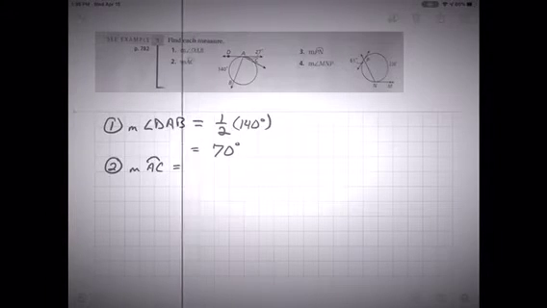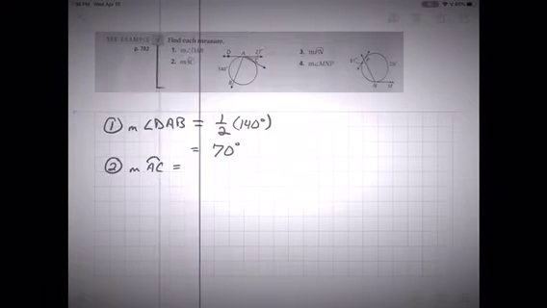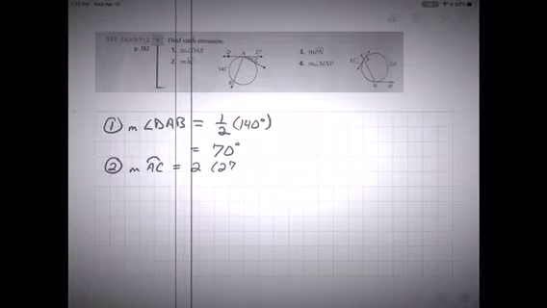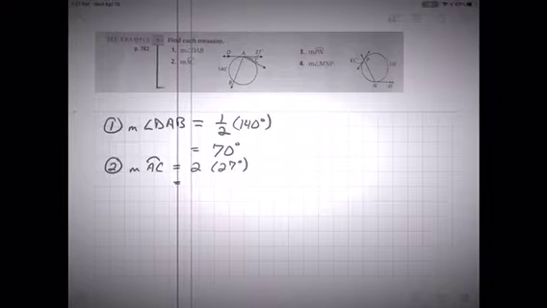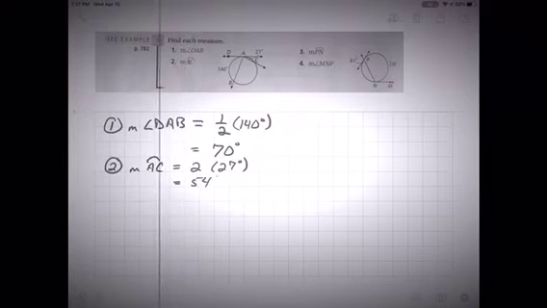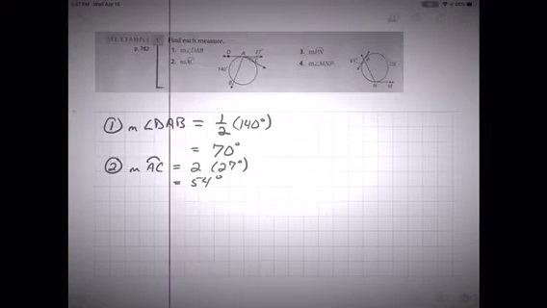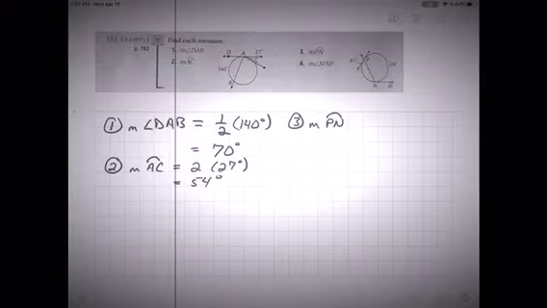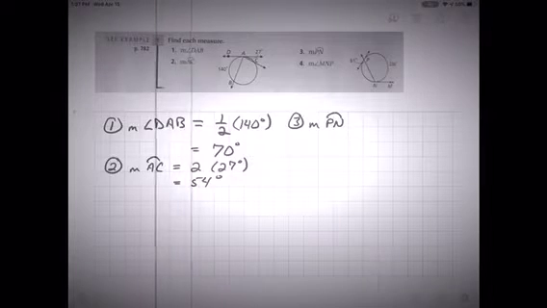So the next one, measure of arc AC, and that cuts off a 27 degree arc. So we're looking for the arc, so it's 2 times 27 degrees, and the angle is 27. So 2 times 27 degrees is 54 degrees. So if you're looking for the angle, half. If you're looking for the arc, times 2.